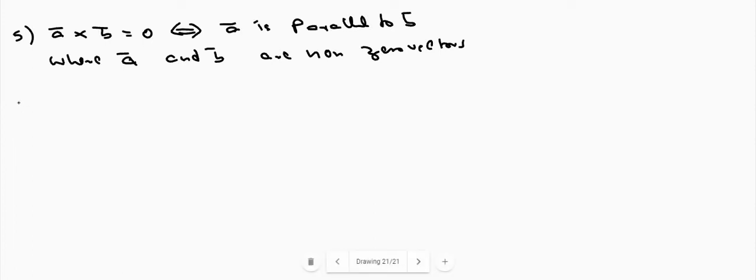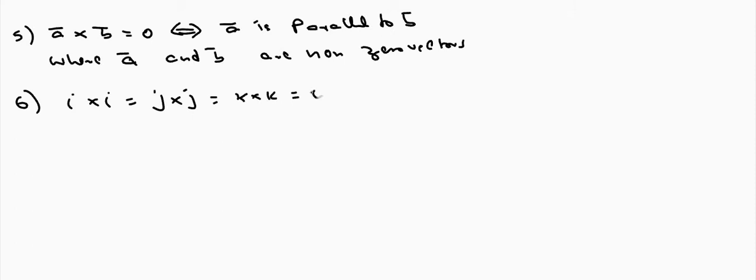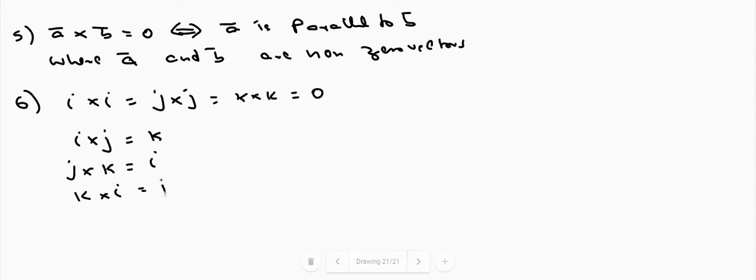Next property, number 6: we know that I cross I, J cross J, K cross K all are equal to 0, and I cross J is K, J cross K is I, and K cross I is equal to J.